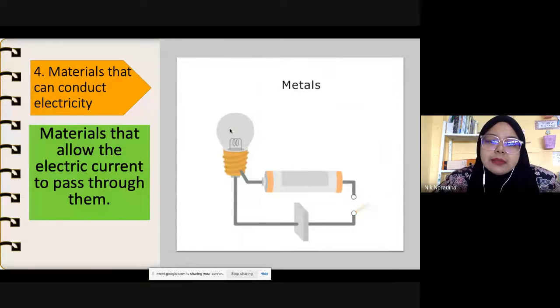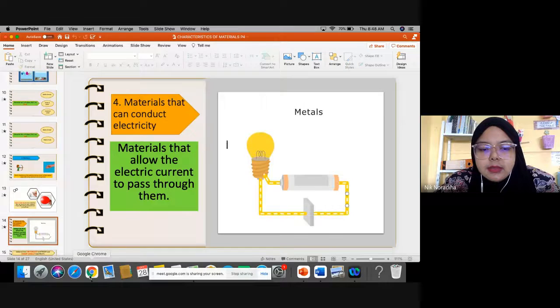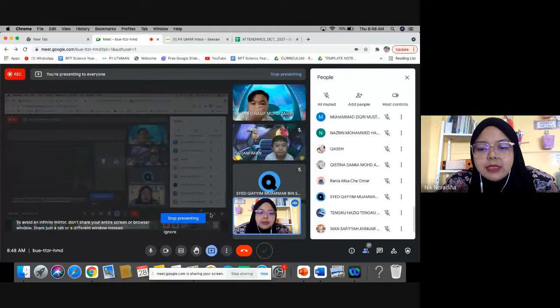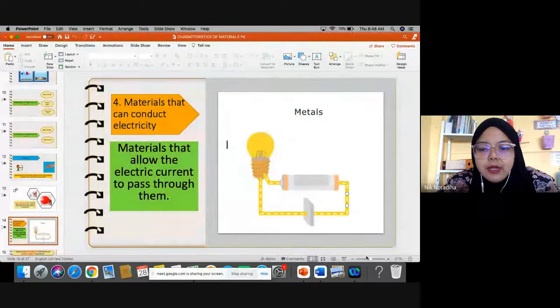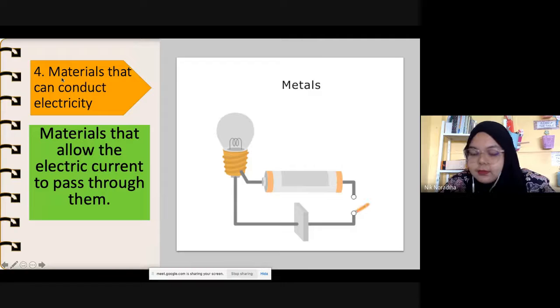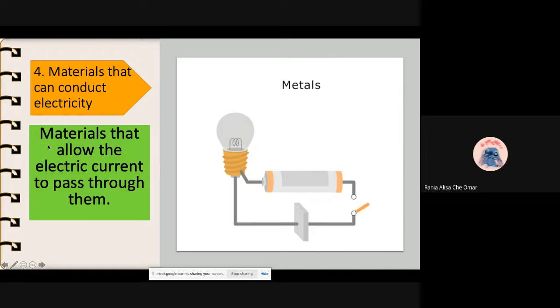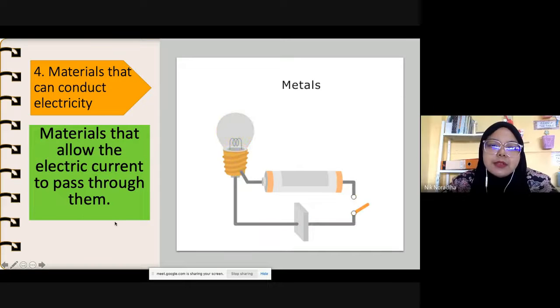Next one. Teacher wants to choose someone. Rania, help teacher to read the next one, number 4. Okay, this one? Materials that can conduct electricity. All right, the green one? Materials that allow electric current to pass through them. All right, thank you. Good job.